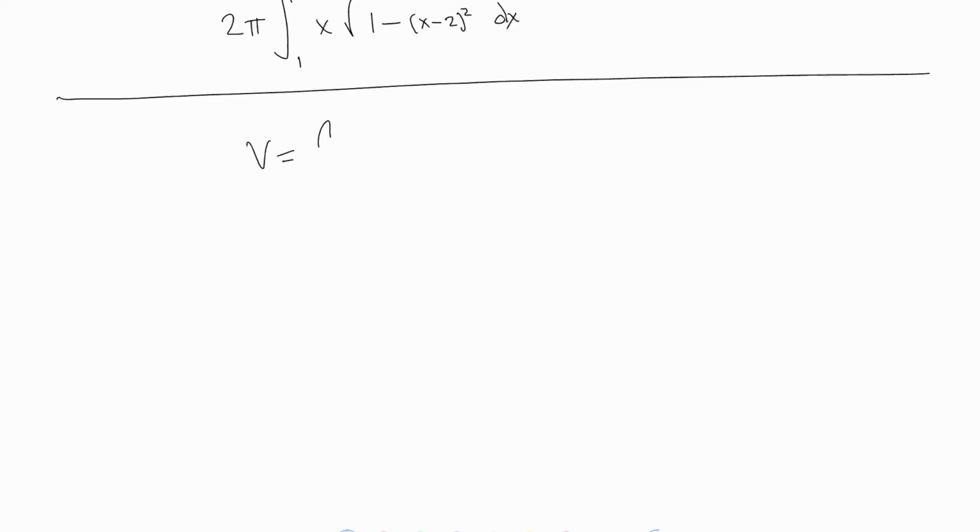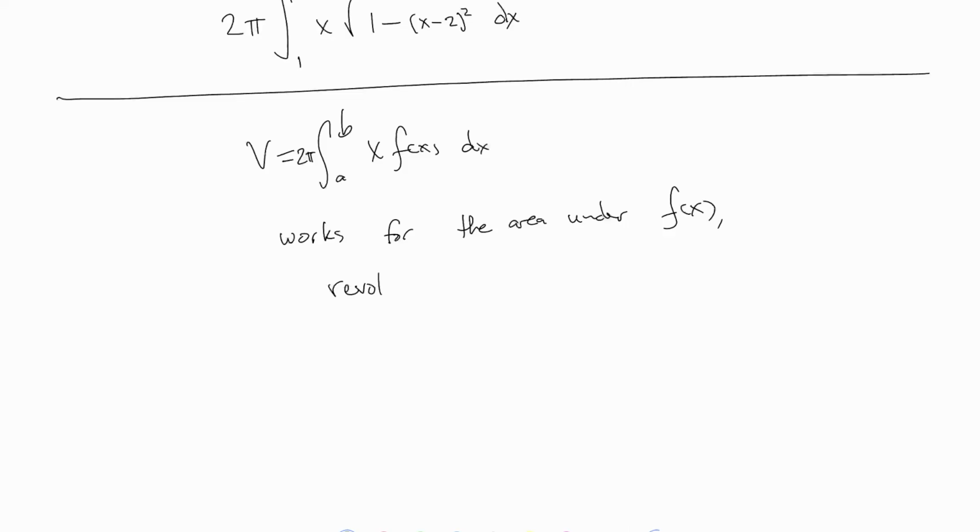So the basic formula that I said before, the 2 pi x f of x dx, is specifically for the area under the curve f of x revolved around the y-axis, right? That's the setup for this kind of a problem. And one more time, if I have a function and this area and then I revolve around the y-axis, right? That's what this was all about.